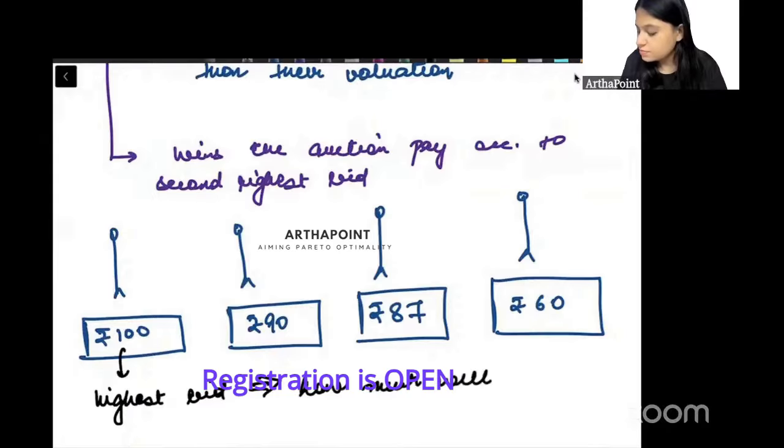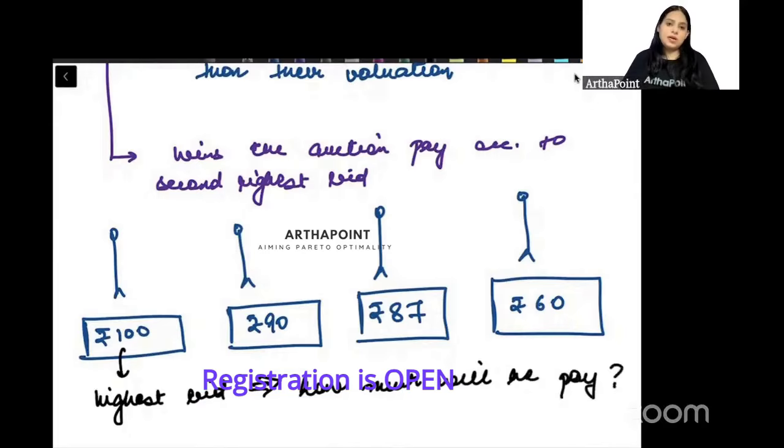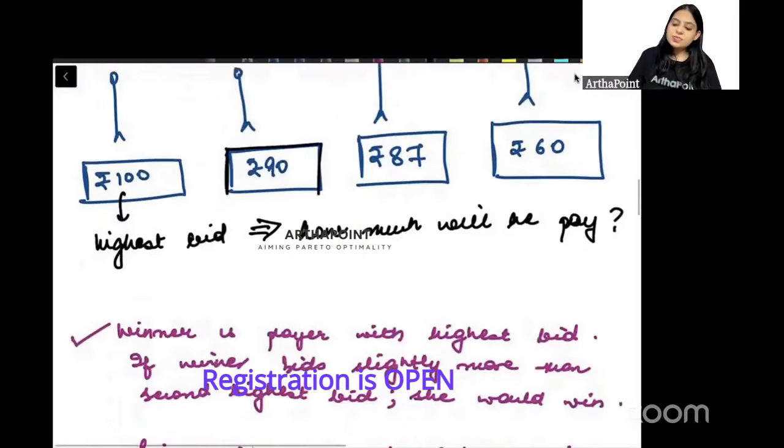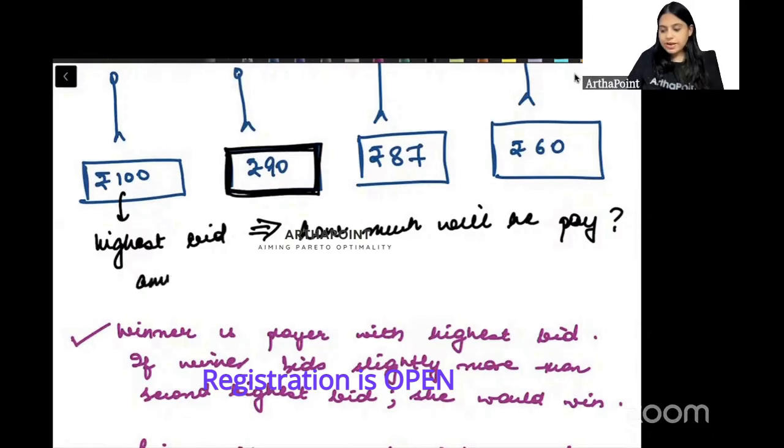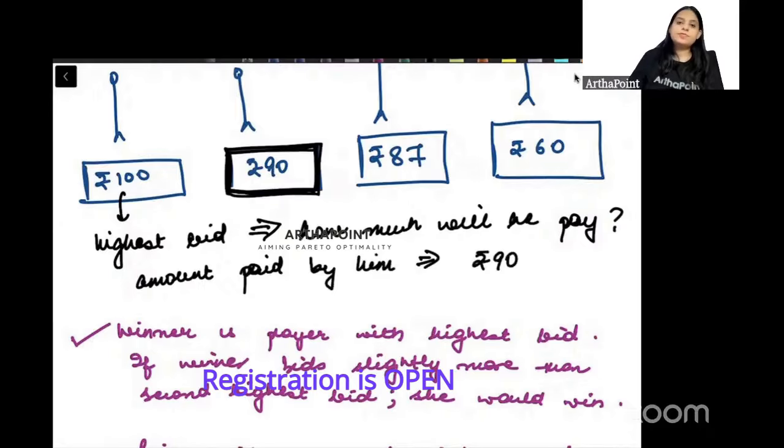How much will he pay? How much will he pay for this? So the answer is that he will pay according to the second highest bid, according to the second highest bid. So the amount paid by him will be the second highest bid.